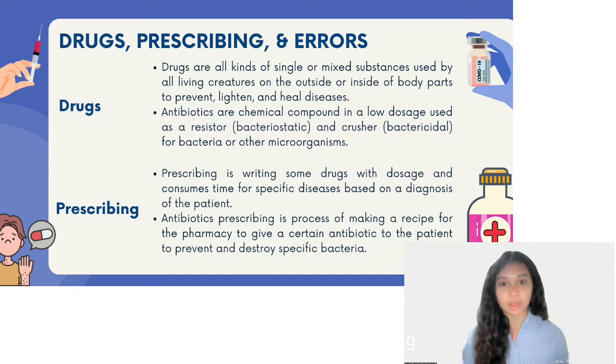And what is prescribing? Prescribing is writing a drug or some drugs on a paper for the pharmacy with a specific dosage and consumption time for a specific disease based on the diagnosis of the patient. And antibiotic prescribing is making a receipt of an antibiotic for the pharmacy. So the pharmacy will give the certain antibiotic to the patient to prevent and destroy the specific bacteria.